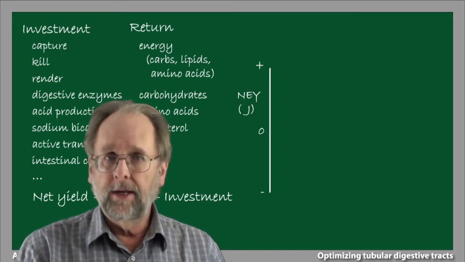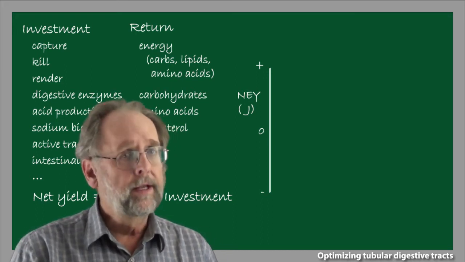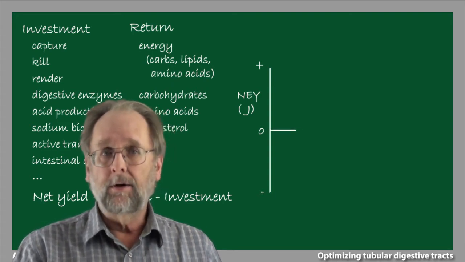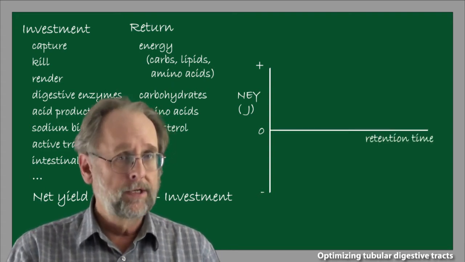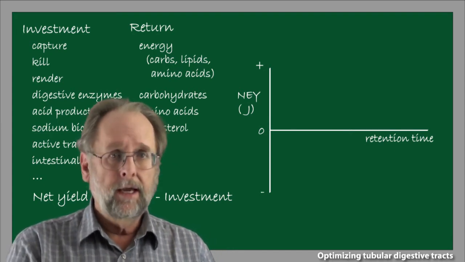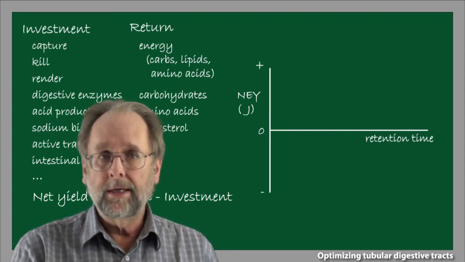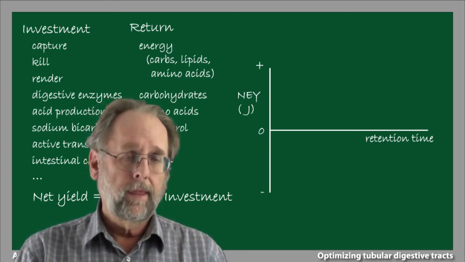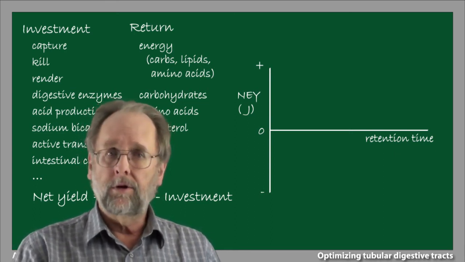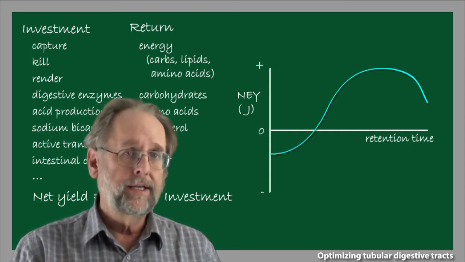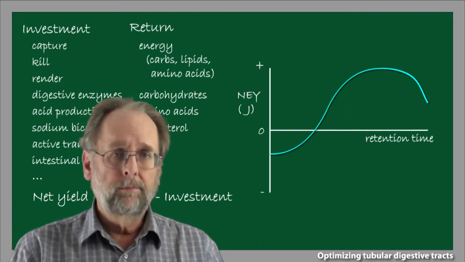We'll analyze the net energy yield of a typical meal as it passes through the tubular digestive tract. Therefore, our x-axis will be retention time, with 0 being the time the meal is ingested, and the retention time being the time it takes the meal to pass through the gut and out the anus. With that in mind, then, we can draw a net energy yield curve that we can expect will look something like this. Let's go through it piece by piece.